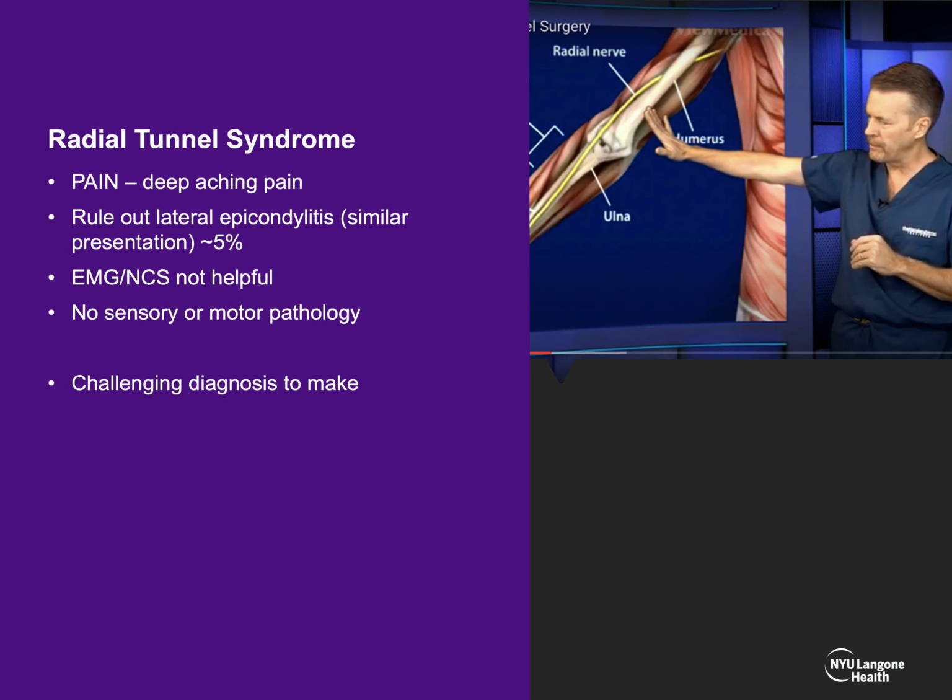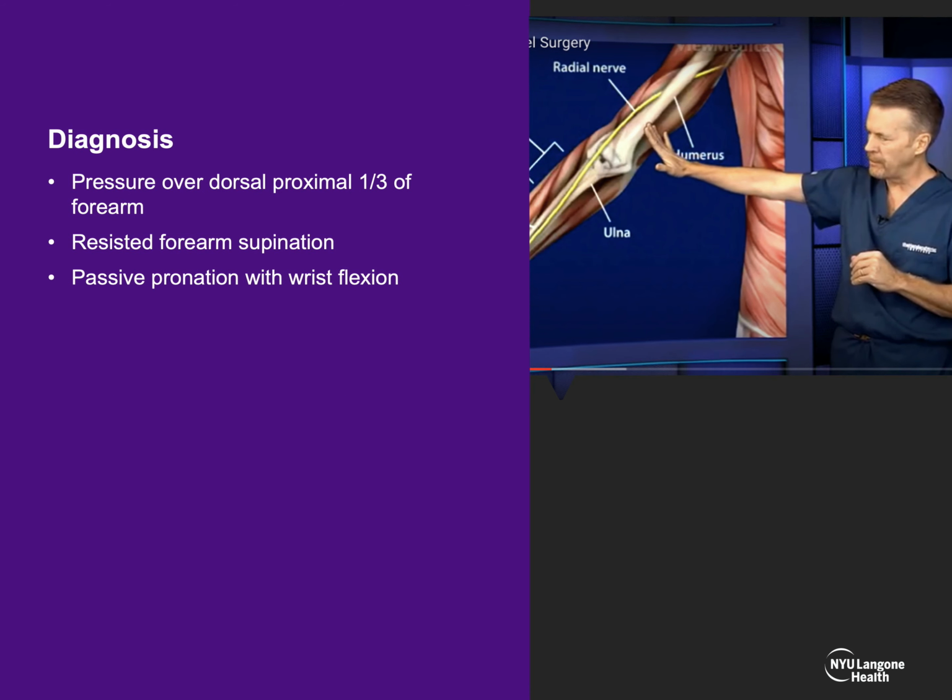Or if you have resisted middle finger extension, it reproduces pain over the proximal dorsal forearm. That makes you concerned for radial tunnel. So lateral epicondylitis and radial tunnel, we think, coexist around 5% of the time. It is a challenging diagnosis to make.